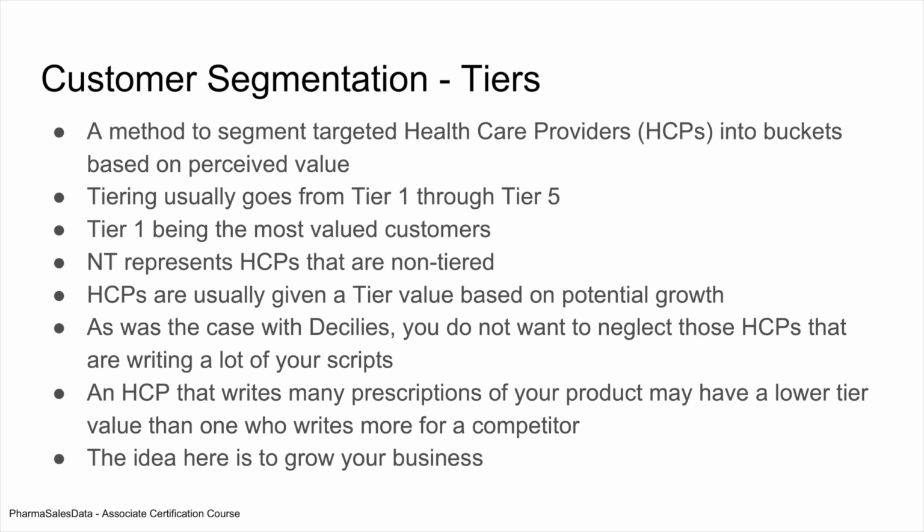So the idea here is to grow your business. So some pharma companies will say, you know what, this doctor is writing our product all the time. Let's make him a tier 5. He's important, but he's not as important because he's already writing our product. Let's give this other HCP who's writing a ton of our competitor's product, let's make him a tier 1 so we can focus more on him and try to flip him to write our product instead of a competitor.